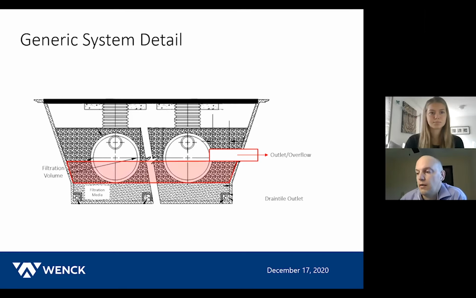This volume is what we call the filtration volume. That's below the outlet or the overflow. That is typically sized based on the local regulatory requirement. In the metro, maybe that's 0.55 inches for a linear project, 1.1, 1.25. There are some variations on that, maybe up to even 1.8 or 2 inches. So the local regulation typically dictates what that filtration volume should be.